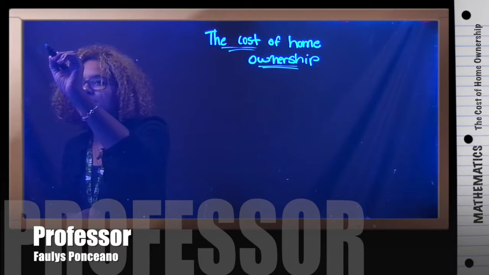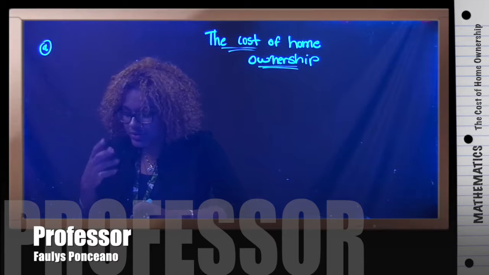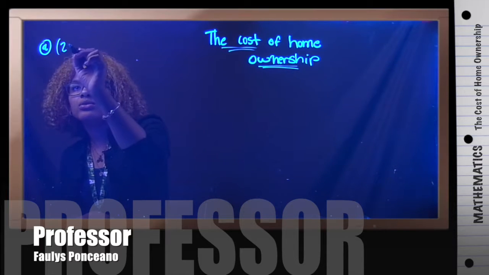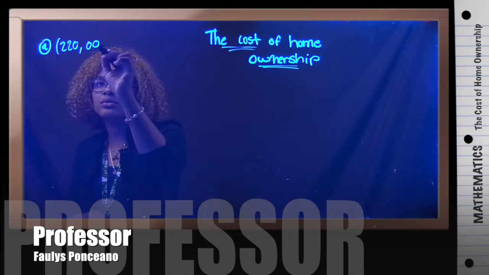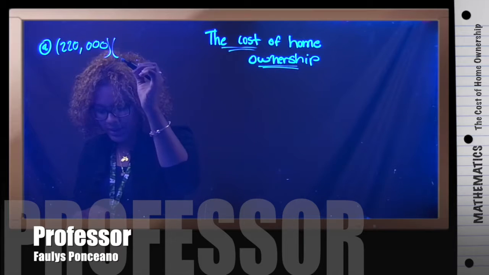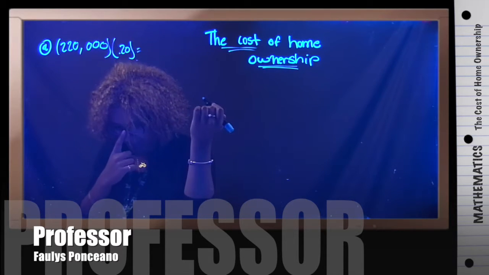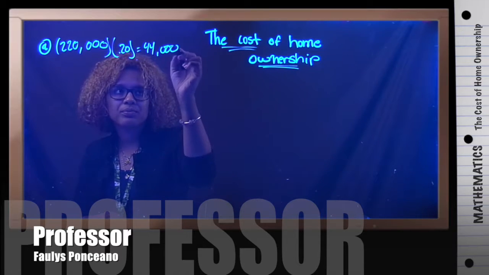So part A, it wants me to find the required down payment. So if the house costs $220,000, I'm going to multiply that times the 0.20 for the down payment. Once I do that, I get $44,000.